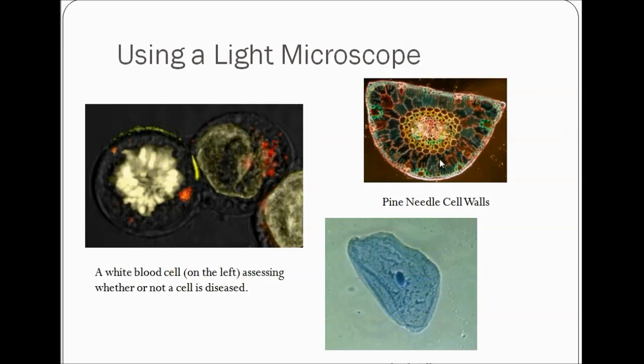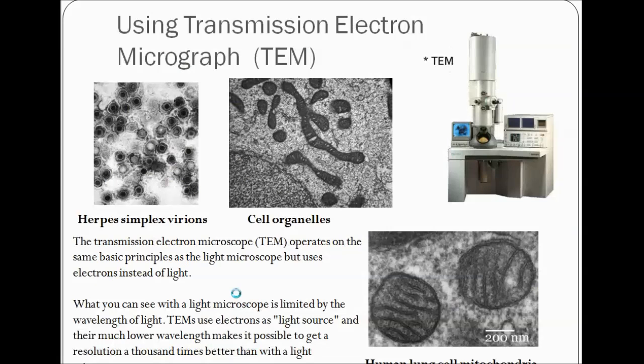Here's using a light microscope. There's a pine needle, beautiful. Human cheek cells, this sloughs off inside your mouth constantly, and there's the nucleus. There's a white blood cell. Then the transmission electron micrograph, TEM. We're starting to look at things smaller. Here's herpes simplex virus, so those are the viruses. Here's cell organelles, and here are mitochondria.